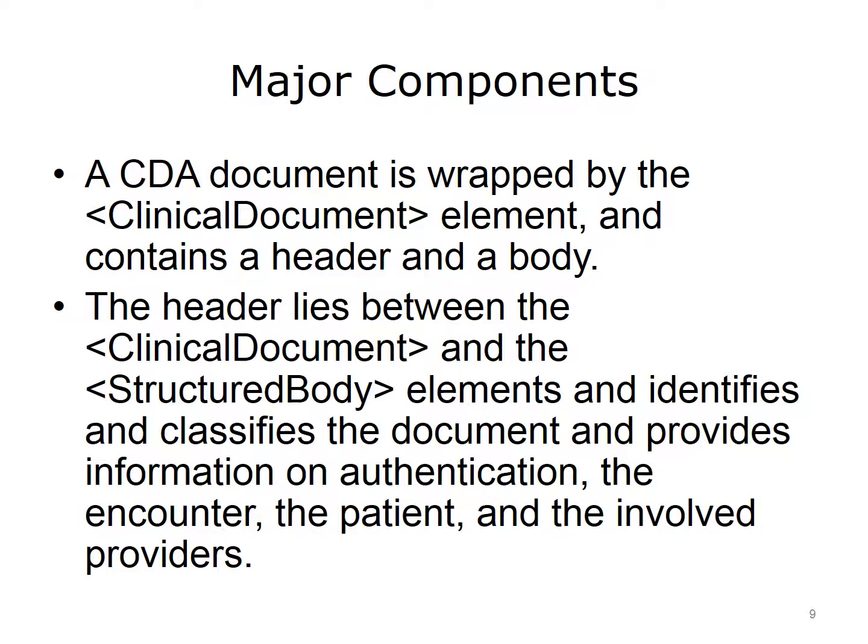Slide 9. A CDA document is wrapped by a clinical document element. The major components of the CDA are a header and a body. The header includes all data necessary to identify the document, sender and receiver, date and time, and other data discussed in detail in a following slide. The body contains all the clinical data. The CDA is expressed in XML. The document wrapper is the XML tag clinical document with the ending tag clinical document. The body is wrapped by the tag structured body.